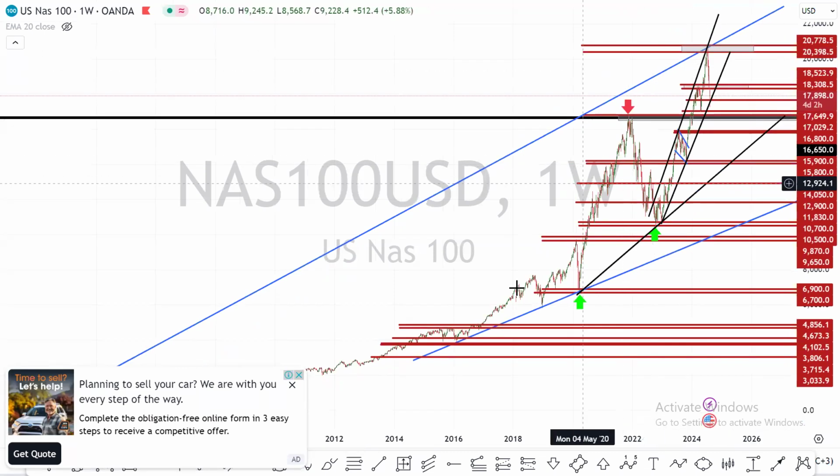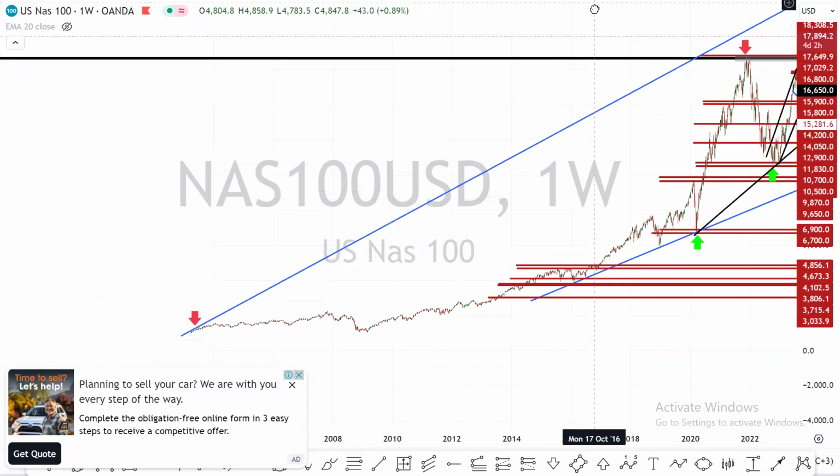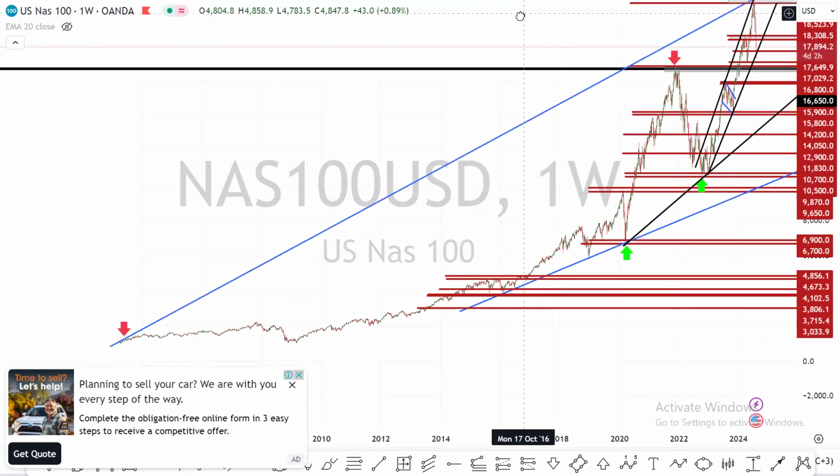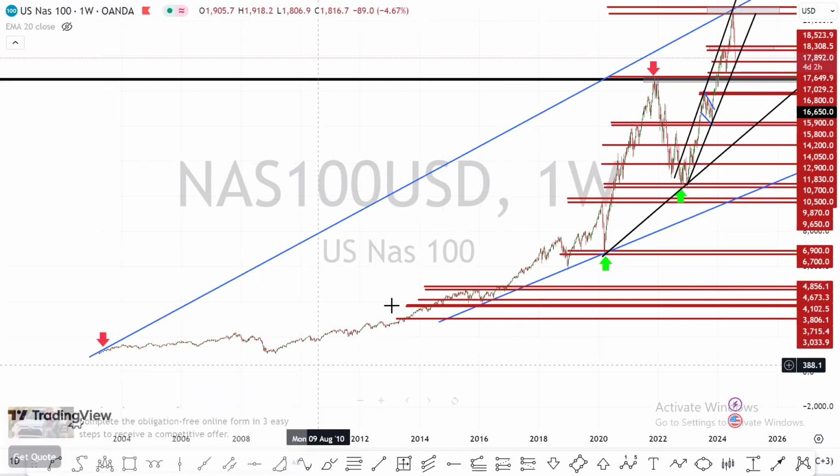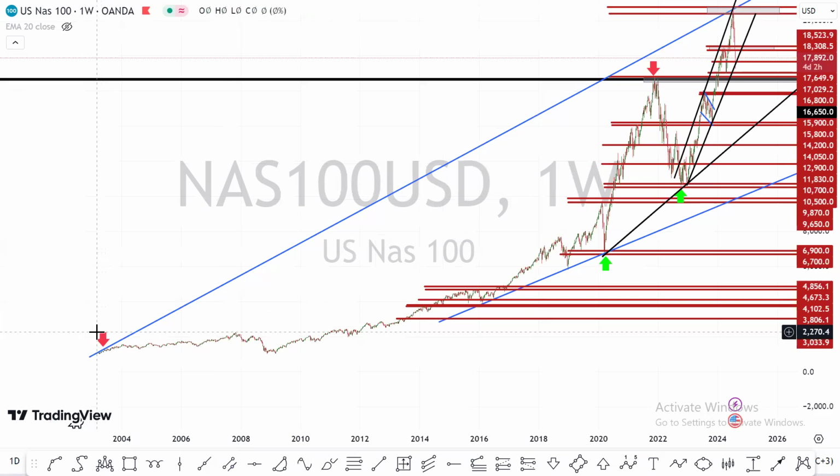So as you can see, we're at the highest high, and it's the second touch. First touch was when the market was being created, back in what year? Oh no, back in 2003.